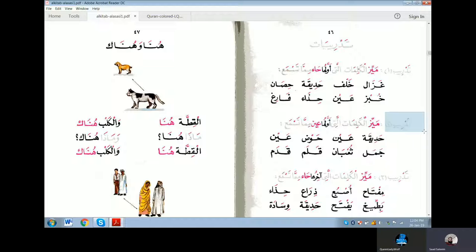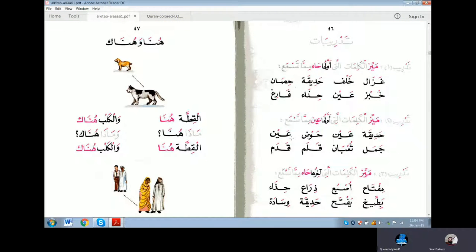Then the second exercise. Mayyiz al-kalimat allati awwaluha ayn mimma tasma'u. Distinguish the words in the start of which you hear ayn. Tell me these words. It would be ayn. Yes. And ayn again. Okay, good. Next question we have.